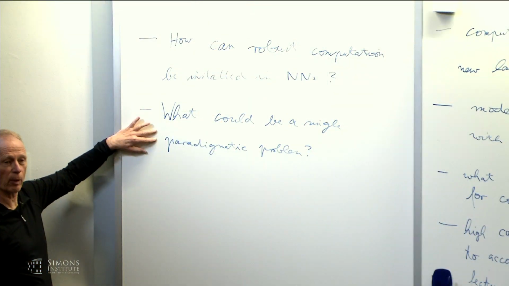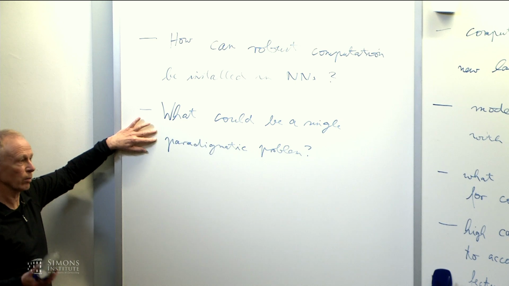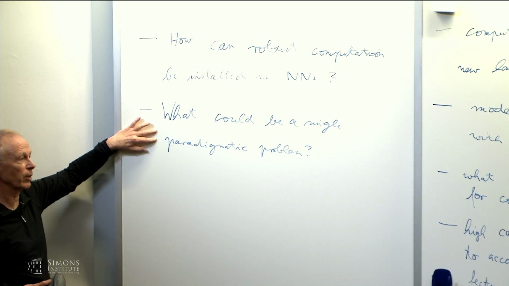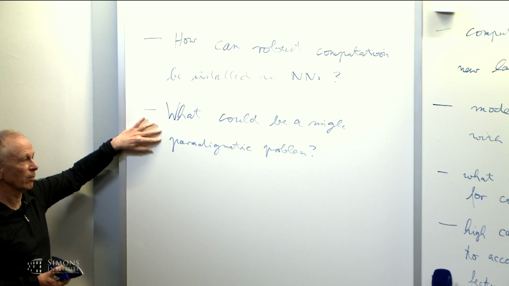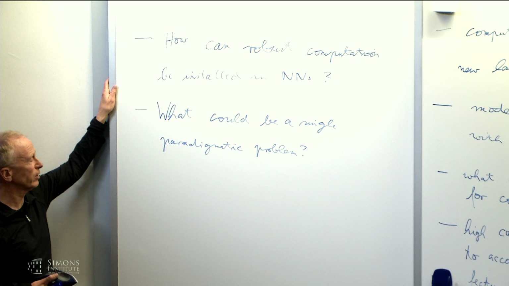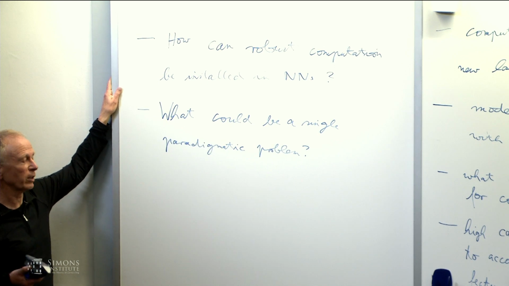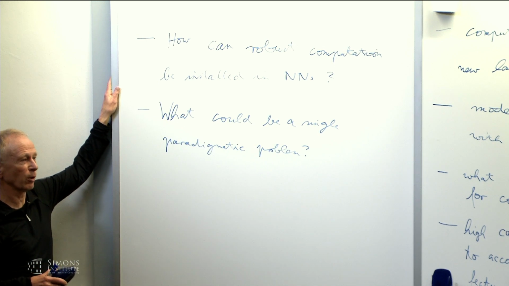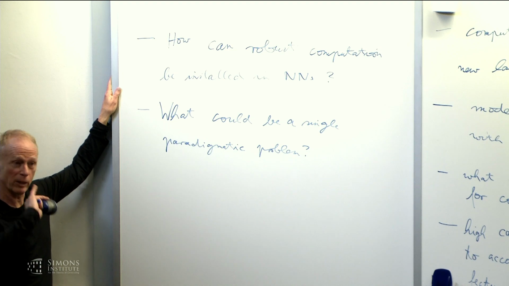I wrote here, what could be a single paradigmatic problem about computation theories for the brain? This is, I think, my essence. I must say, actually, in my dark hours, I ask myself to what extent I can actually convince myself that what we are doing is science, as opposed to really systematic speculation.